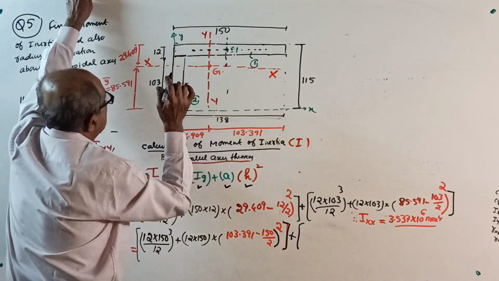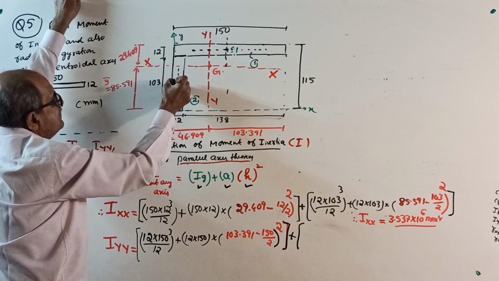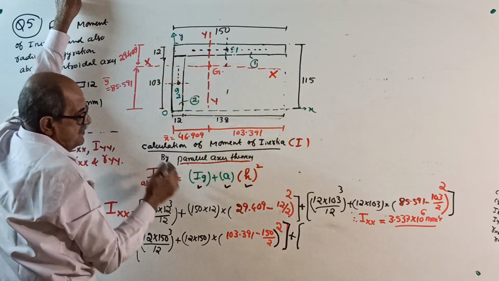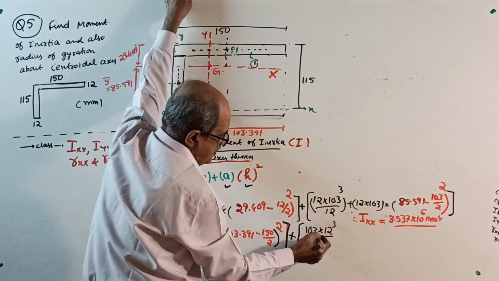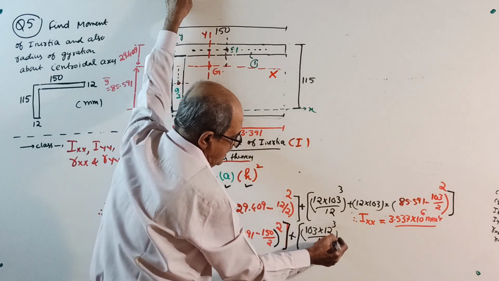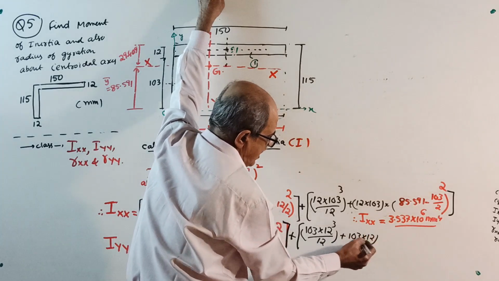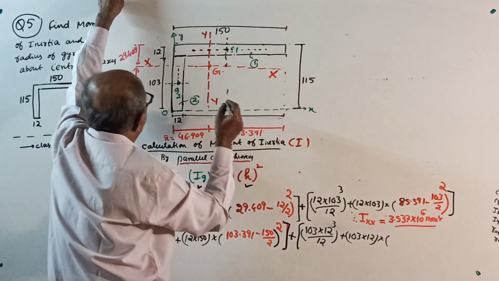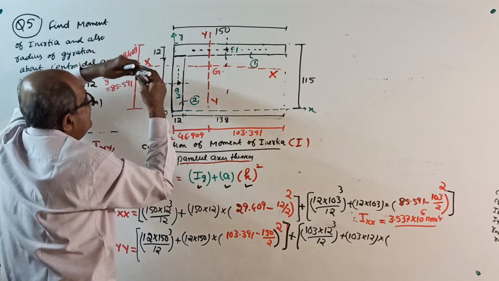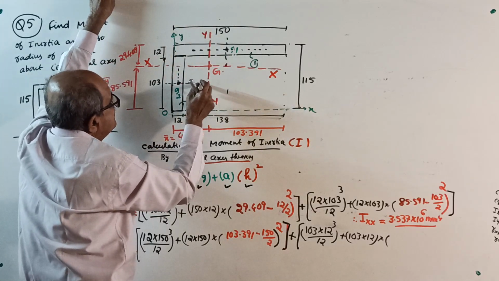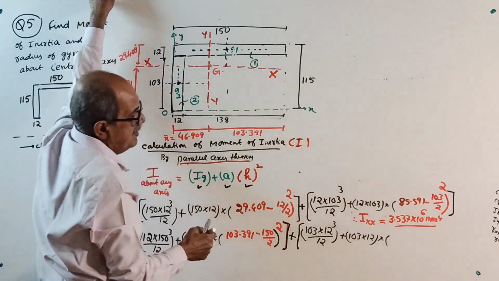Second one, where is it? Here. First I about its own axis, this axis. The parallel side is 103. So 103 into 12 cube divided by 12 is Ig, plus 103 into 12 is the area, Ig plus area into the distance from centroid to this axis. See, I about YY. This distance square is 46.909 minus 12 by 2.